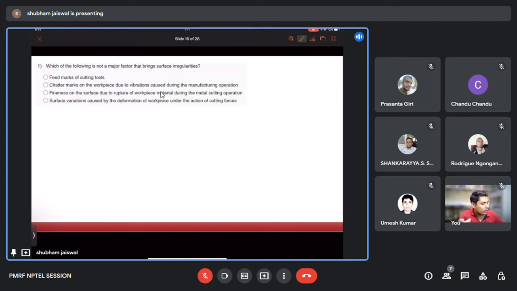So moving to the next question. Which of the following is not a major factor that brings surface irregularities? So you can correlate the previous question and answer this question. So the options are feed marks by cutting tools, chatter marks on the workpiece due to vibration caused during the manufacturing operation, fineness on the surface due to rupture of workpiece material during the metal cutting operation, surface variation caused by deformation of workpiece under the action of cutting forces.